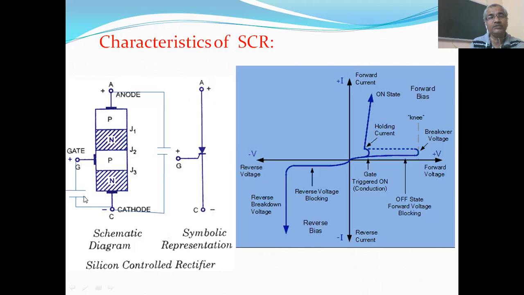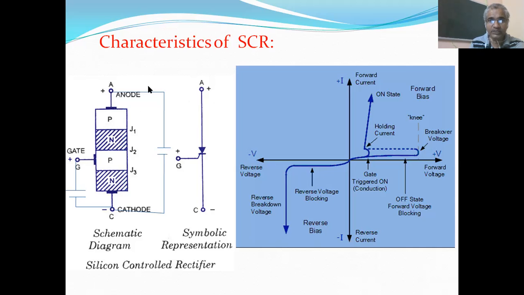So a small gate voltage is required to turn on the SCR. The gate is connected to the positive voltage, and a high voltage source is connected between anode and cathode. We have seen that this is a power controlling device. It can handle currents up to several amperes and voltages up to 1 kilovolt.